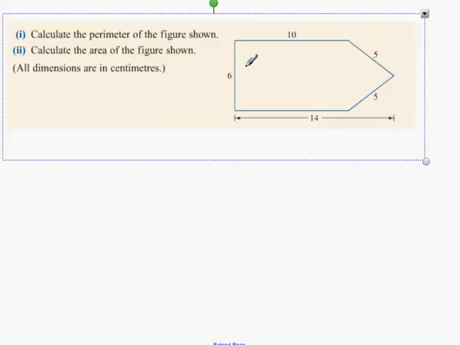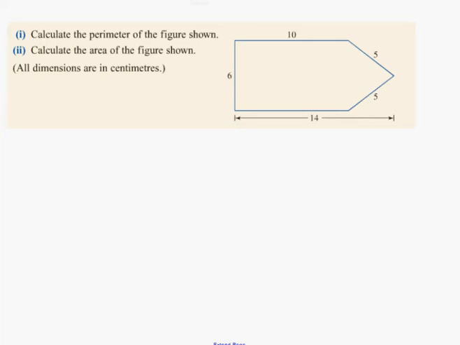Now, calculate the perimeter of the figure shown. Kenny, how did you do this? The perimeter. What does the word perimeter mean now? Perimeter? Add up all sides together. So what did you get, Kenny? Go for it.